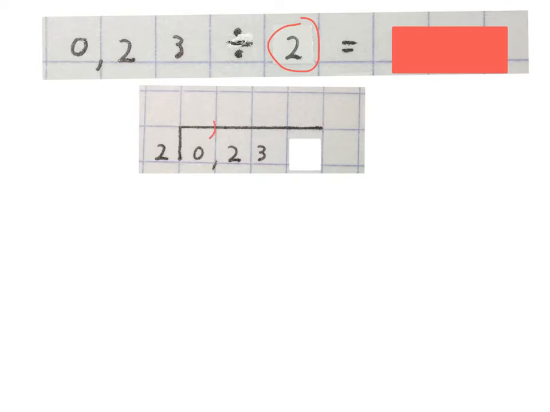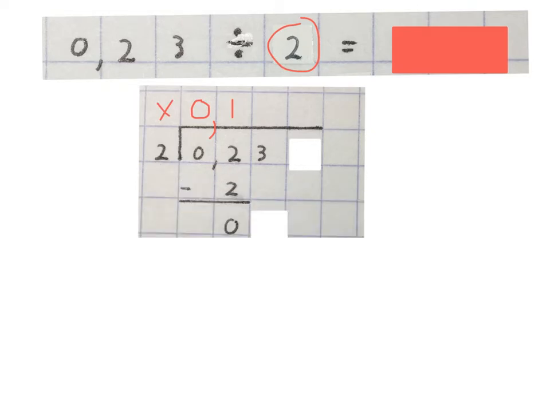Now we do a normal division sum. We say 2 goes into 0, 0 times. Then we say 2 goes into 2 once, which we write up here. Then we go 1 times 2 equals 2, which we write underneath this 2. Then you minus this 2 from that 2, then you get a 0. Then we bring this 3 down next to this 0.